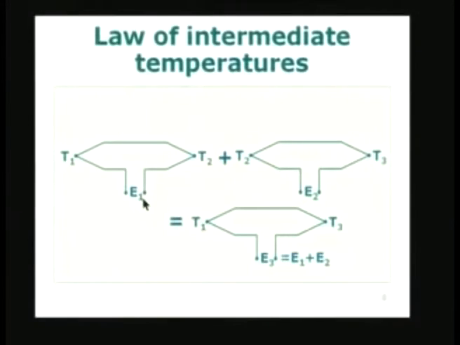The second one is the law of intermediate materials. The presence or absence of the intermediate material is not going to be felt as long as the extra junctions which are formed are at the same temperature. And the law of intermediate temperatures helps us in finding out what will happen if I do not have the reference junction at the ice point, but at some certain temperature. By using this law of intermediate temperatures, I can find out the appropriate value of E3, and therefore, I can find out what is the appropriate temperature.